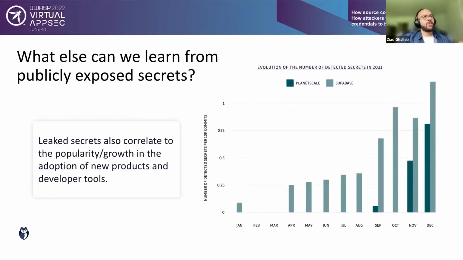Now, we can also learn lots of other interesting insights from publicly exposed secrets. For example, we found out that leaked secrets correlate to the popularity and growth in the adoption of certain new products and developer tools. We released 2 detectors, for the PlanetScale database-as-a-service provider, and Supabase, which is a backend-as-a-service provider. You can see the growth in the bars here, which means that more developers are leaking secrets from these services, and more developers are actually signing up and using these services.